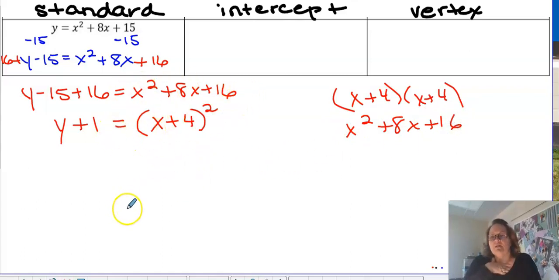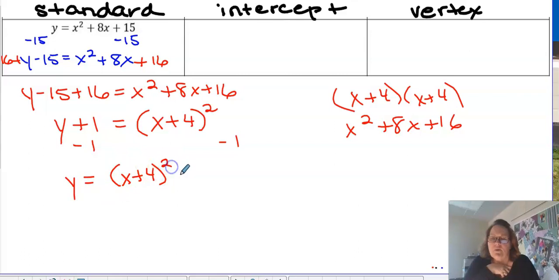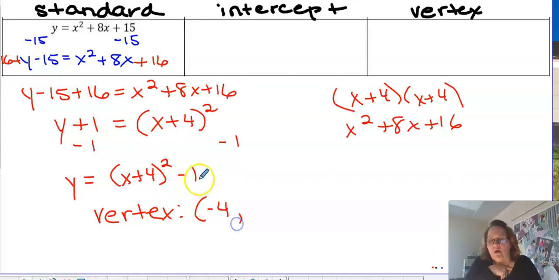That's what I did. So now what I need to do is get the y by itself again. So I would subtract 1 from both sides. And that would end up y equals x plus 4 quantity squared minus 1. So there's my vertex form. And the vertex would be the opposite of this number, which is negative 4, and then this number exactly like it is.